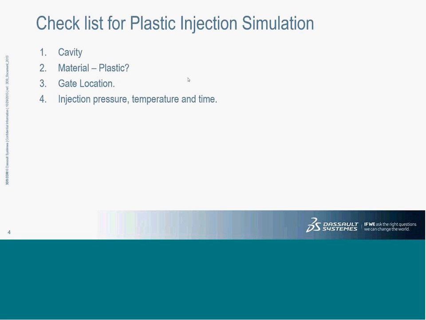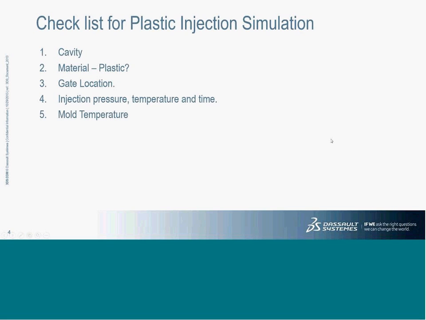Injection pressure, temperature, and time. So injection pressure is more towards the machine that is used for injecting. So we understand the capabilities of the machine, and I would say the most important thing relevant for this particular software is the maximum injection pressure. That tells the capability of the machine, and then the temperatures and the time required for injection. There the software tells you what is the time required to fill the part.